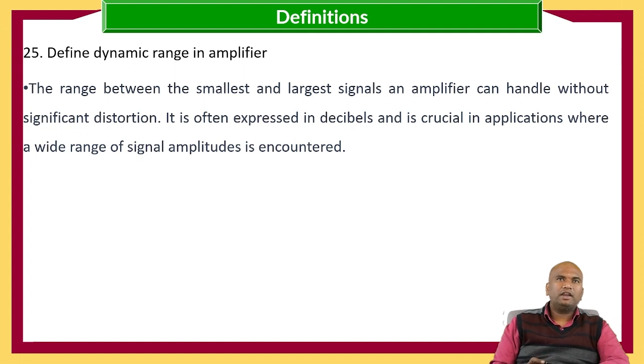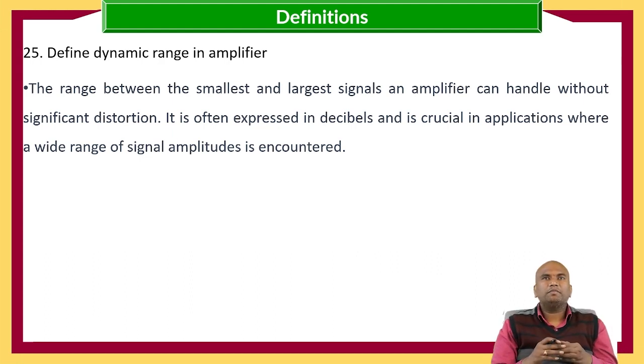Define dynamic range in amplifier. The range between the smallest and largest signals an amplifier can handle without significant distortion. Dynamic range is nothing but the range between the smallest and largest signals an amplifier can handle without significant distortion. It is often expressed in decibels and is crucial in applications where a wide range of signal amplitudes are encountered.